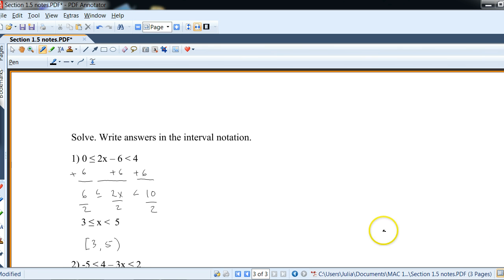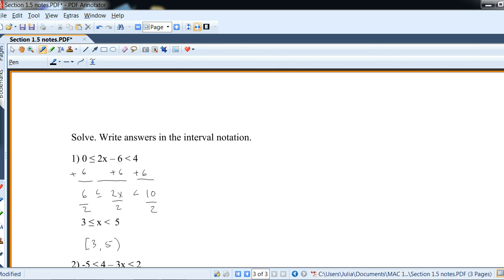To solve them, we really would do it the same way as with equations, but, for example, when we add 6, you want to do it to all three sides, on each side of the inequality. So in this case, we got 6 less than or equal to 2x less than or equal to 10. Same idea, you want to divide by 2, and so we get 3 is less than or equal to x is less than 5. And this is our interval. You can draw it on the number line if you wish.